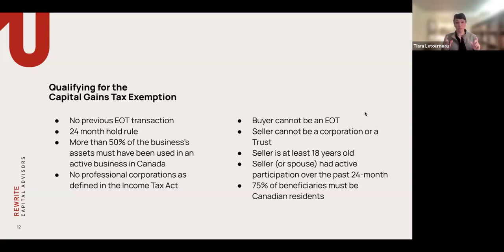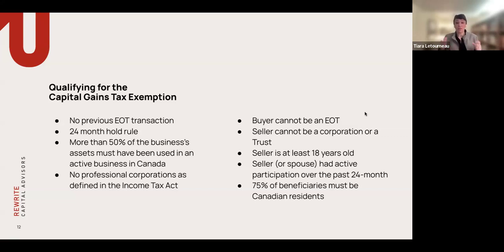And so that's material when you're thinking about how much you want to sell to an EOT. You want to try to make sure you get that 10 million into the EOT if your company is valued higher than that, to make sure that you are capturing the full value of the capital gains tax exemption.